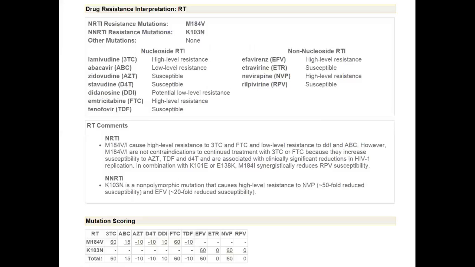So here's an example. If you go to the Stanford website and you plug in M184V and K103N into that website, and we can look at that after the didactic piece, it'll actually give you a report like this, which is sometimes perhaps more accurate than the report you get from the lab. So I like to plug everything into this, and it shows you what you have high-level resistance to, what's fully susceptible, what's just low-level resistance. And not only that, but it gives you these comments that kind of make you something of an expert in the area. So we won't linger here for the moment, but drill down on the M184V mutation.